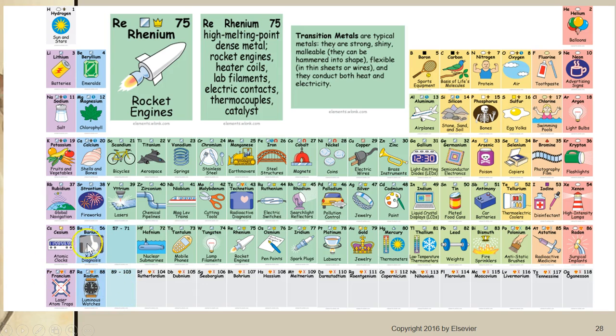Here's some barium that we use in X-ray. So those are kind of cool.